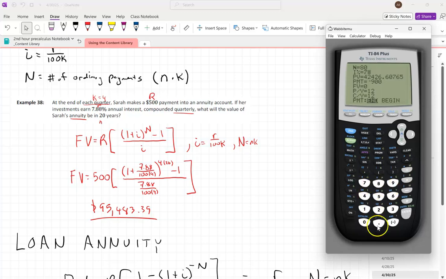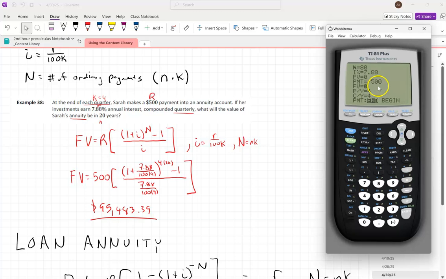My interest rate is 7.88%. My present value is 0 because I don't have any money in my account when I start. My regular payments are $500, but I'm going to type that in as negative 500 because it's going out of my pocket somewhere else. It's an accounting thing, right? We're looking for the future value. My payments per year, I did 4, and the compounds per year is also 4.